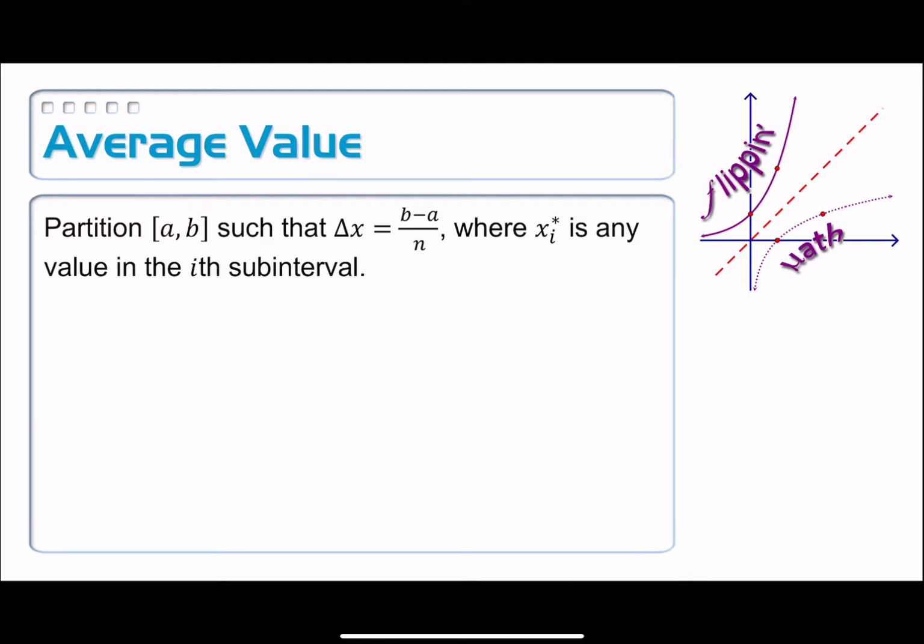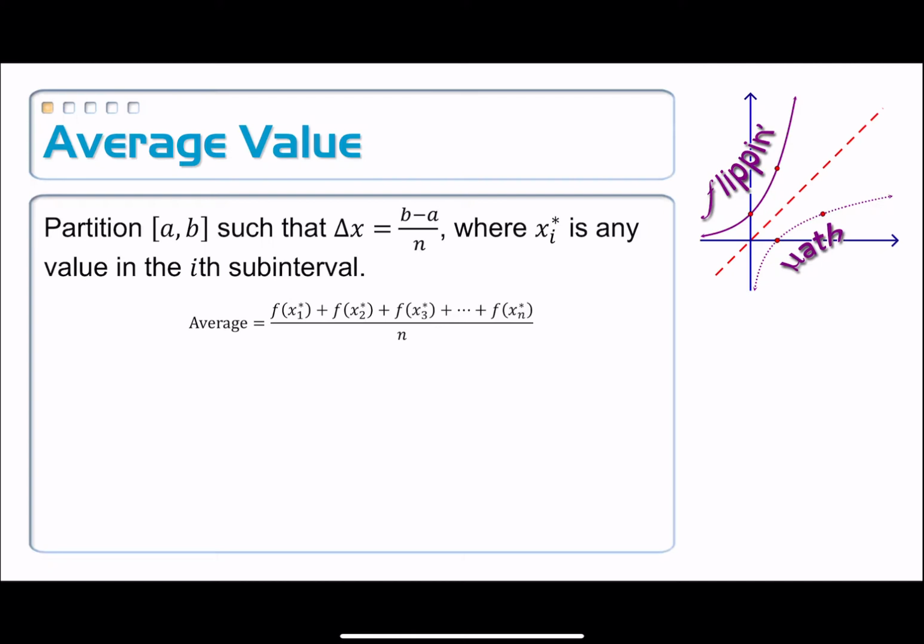And we're doing our partition just like we did when we were talking about the area and we defined a definite integral, right? So delta x is equal to (b minus a) over n. It's a regular partition. x sub i star, or if you prefer x sub i, is any x value in the ith subinterval, right? So I pick, it could be the left endpoint, the right endpoint, the midpoint, or any point in between, okay?